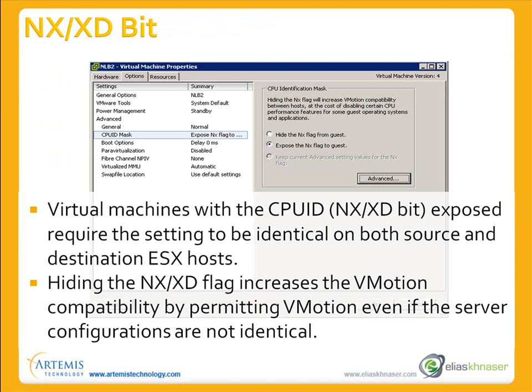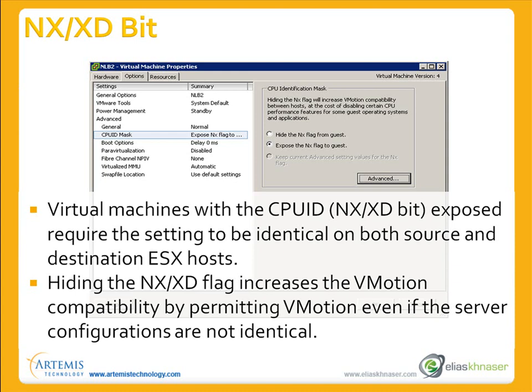Now AMD's version of that is No Execute, which is NX, and Intel's version of that is XD, which stands for Execute Disable. For the most part, they both serve the same security function, and that's to mark memory pages as data only. And that would serve to prevent, for example, malicious software exploits, and to also prevent buffer overflow attacks. Now, if you have NX XD enabled on the host, then it would need to be enabled on the destination host in order for vMotion to work properly.